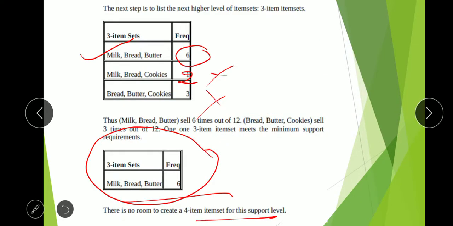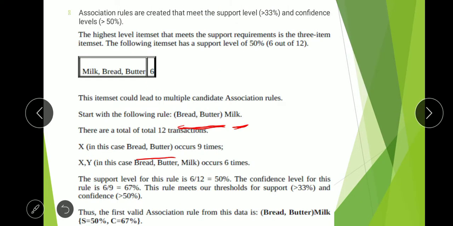Bread, butter, 9 times. So X has occurred 9 times, and X and Y, that is bread, butter and milk all together, how many times? We have to go for 3 item sets. So bread, butter and milk all together has occurred 6 times. So X, which is bread and butter together, has occurred 9 times, and bread, butter, milk all together has occurred 6 times.